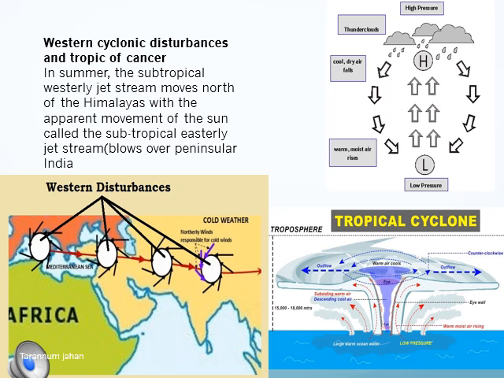As I said, above the equator we have the Tropic of Cancer, and below the equator we have the Tropic of Capricorn. Both these areas are called the tropical area. But how does this affect the Indian climate?